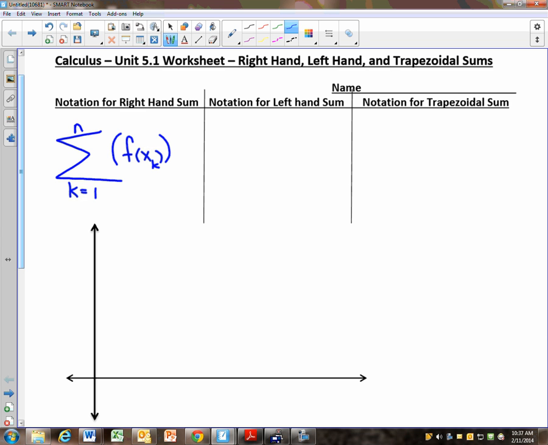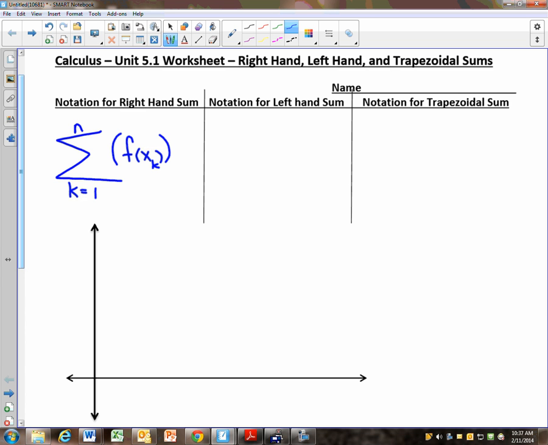Question is, how did we come up with the width? For example, see this one right here? You're going from 0 to 16. Suppose that you had 32 rectangles. What would be the width of each rectangle? One half. What you did is you took the endpoint, which we'll call B, minus the beginning point, which we'll call A, and you divided it by the number of rectangles, right?